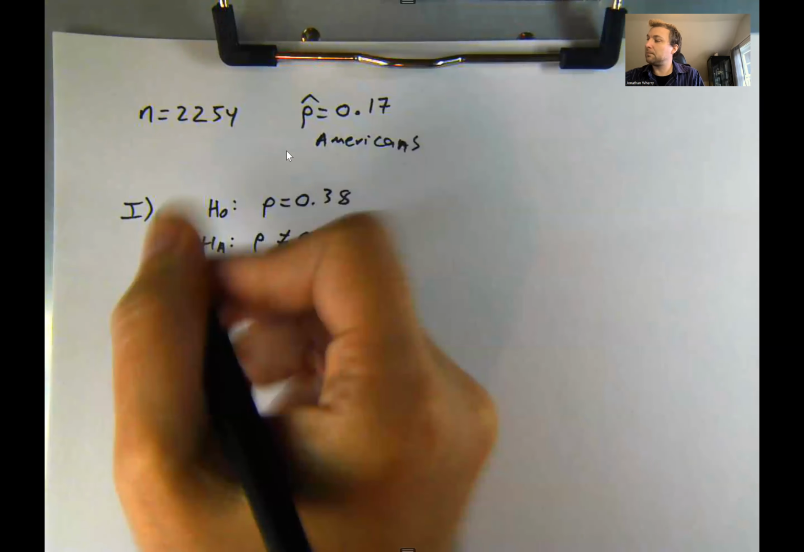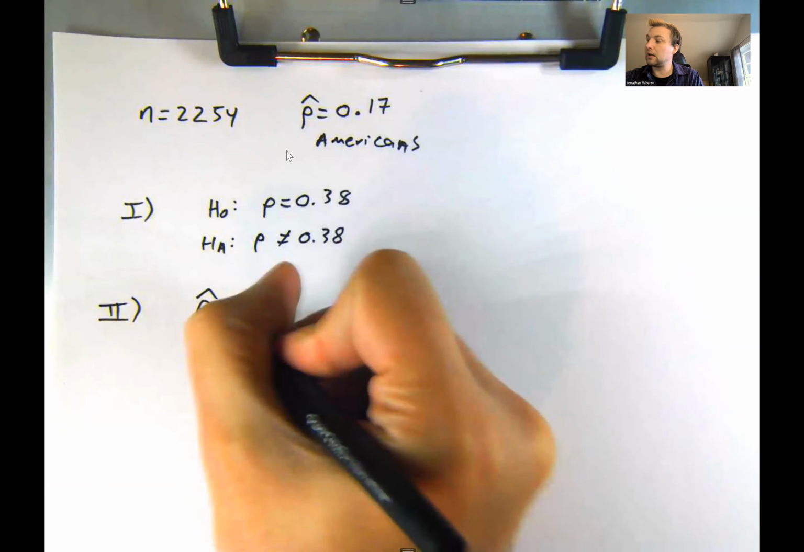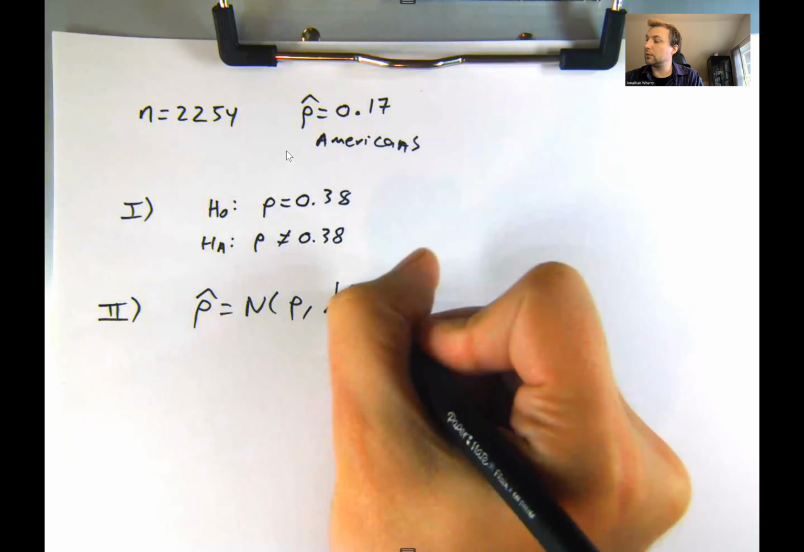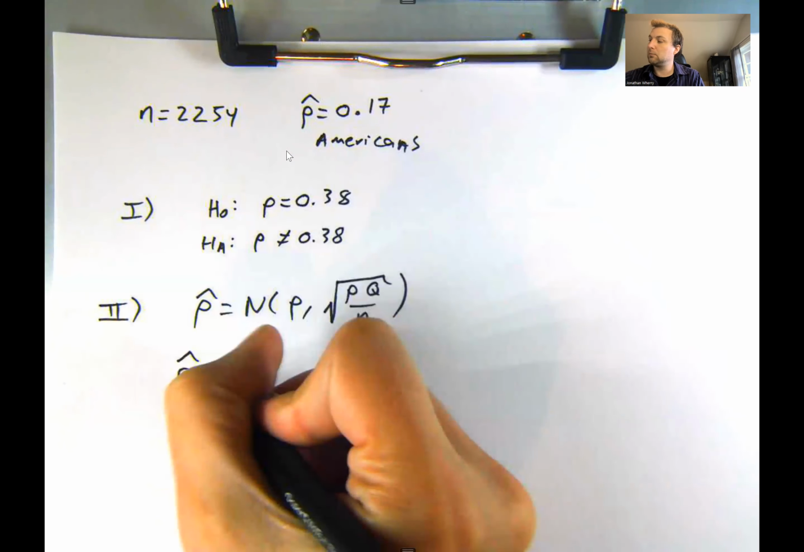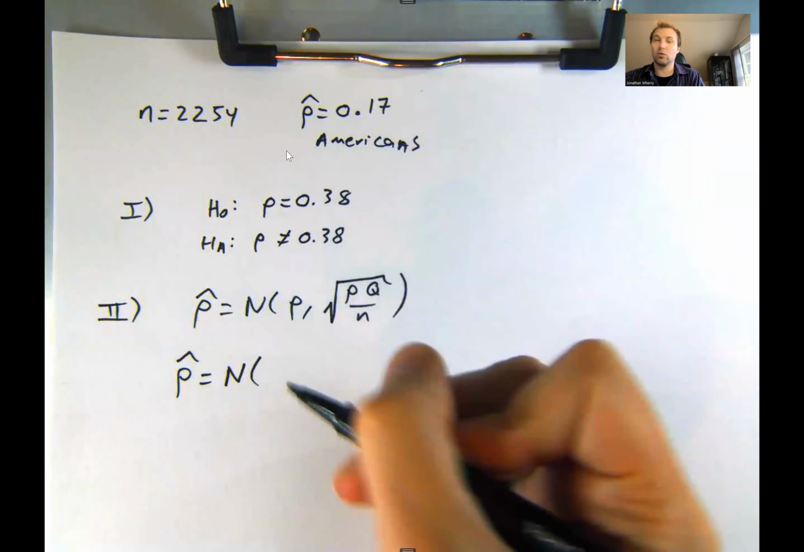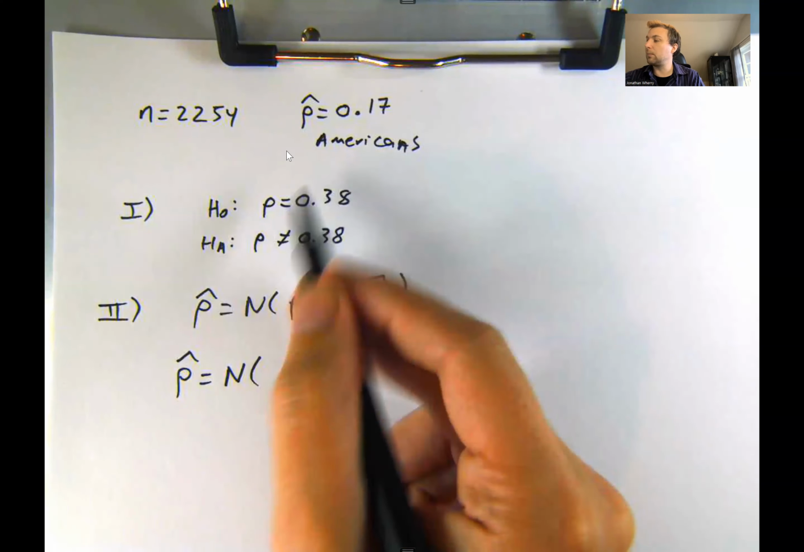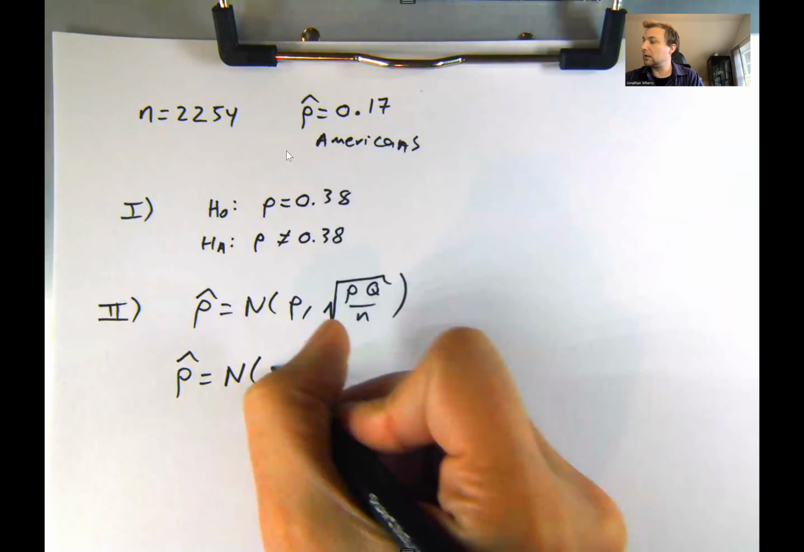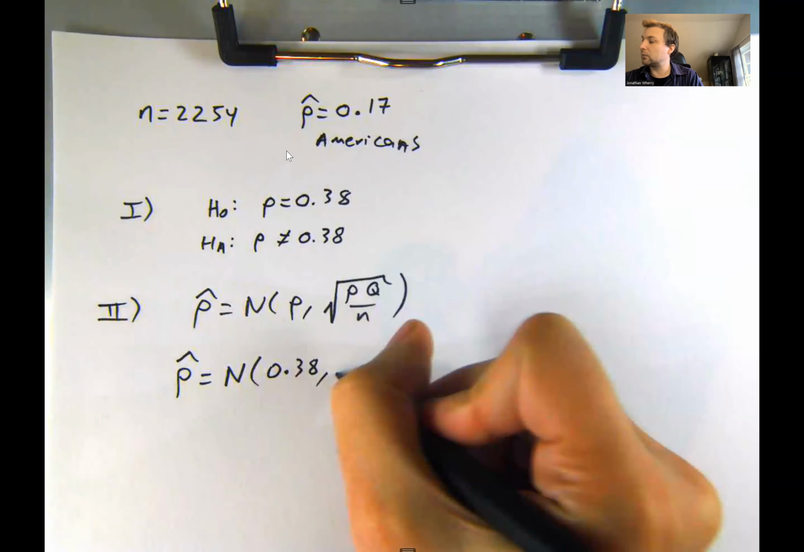Okay, first step, hypotheses. Second step, my model. P hat is normally distributed with the center of p and the standard deviation of root pq over n. P hat is the name of the model. We're working with proportions. Capital N stands for the normal distribution. And your model is always based off of the null hypothesis. So I'm going to plug in this 0.38. This says p. I'm plugging in the value for p. That's not the 17% success rate for Americans. We're going to use that later.